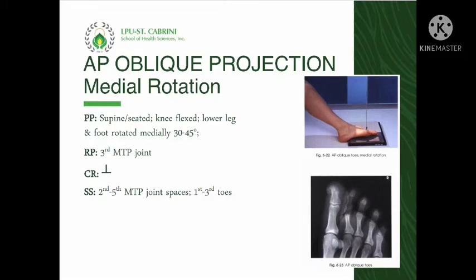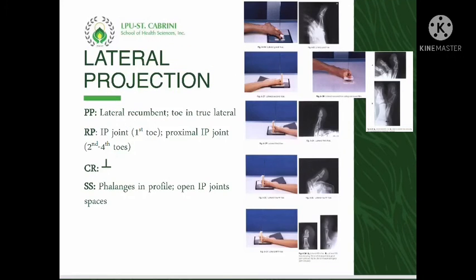Next is the AP oblique projection in medial rotation. With the same position as for the AP projection, rotate the lower leg and foot medially until the plantar surface forms a 30 to 45 degree angle with the image receptor. The central ray is directed perpendicular through the third metatarsophalangeal joint. This projection will visualize the first, second, and third toes as well as open metatarsophalangeal joint spaces of the second to fifth digits. The last projection for the toes is the lateral projection in lateromedial or mediolateral.